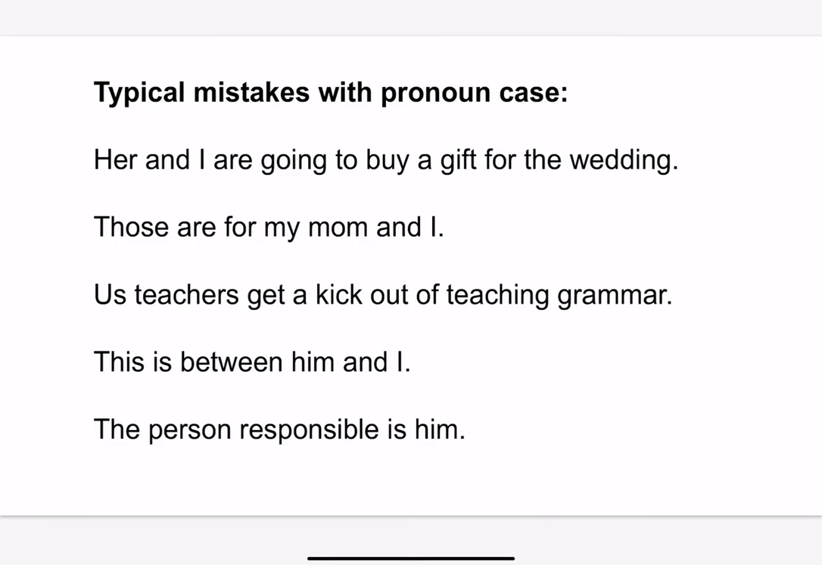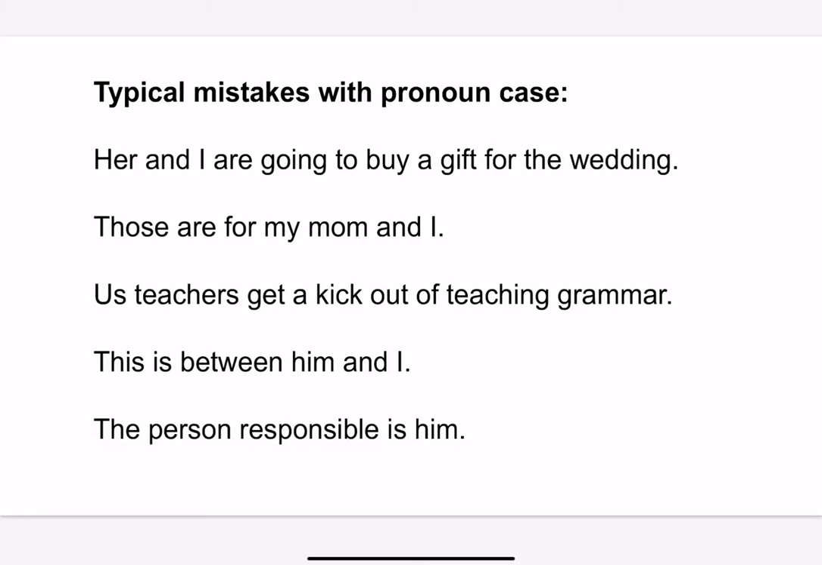So here are the types of things that often are said aloud. "Her and I are going to buy a gift for the wedding." That's not correct. It's supposed to be "She and I are going to buy a gift for the wedding." One of the things you can see there is that both of those should be in the same case, but one of them is in the objective case, her, and the other one's in the nominative case, I. It should be she and I because those are both in the nominative case. And the second one, both of them should be in the objective case. "Those are for my mom and I" should be "Those are for my mom and me." I know it doesn't sound right to most people, but it actually is correct to say "and me" because those are receiving the action of the verb.